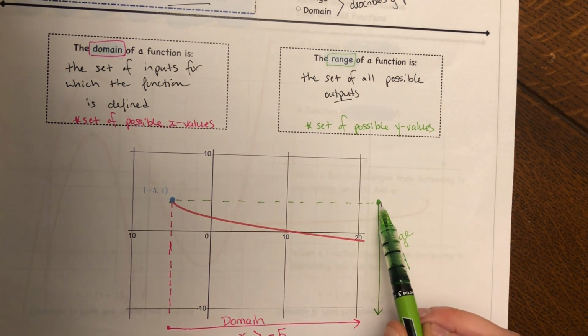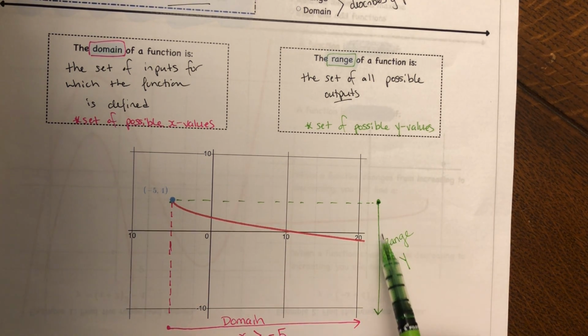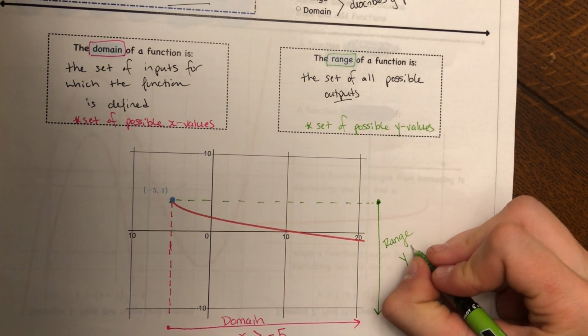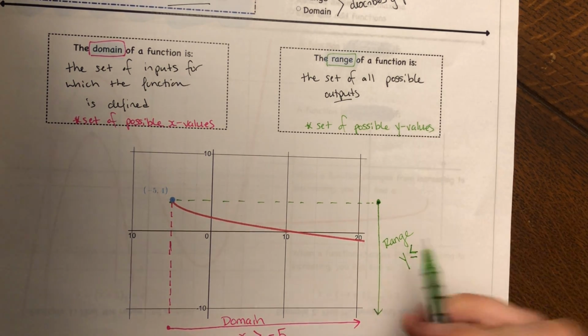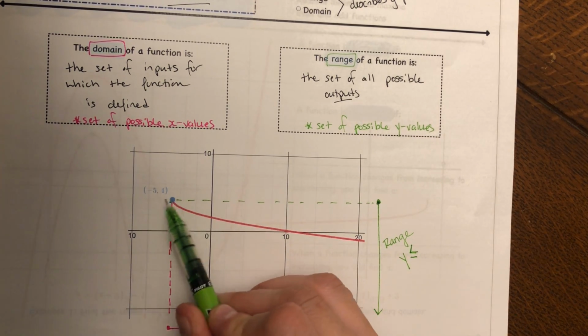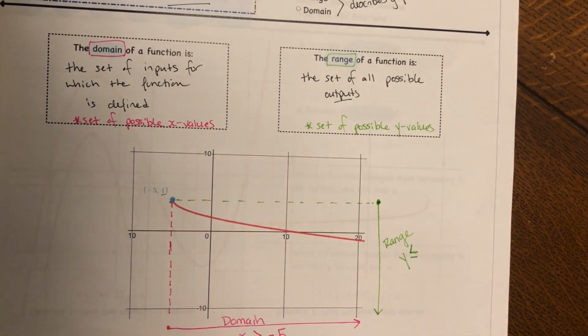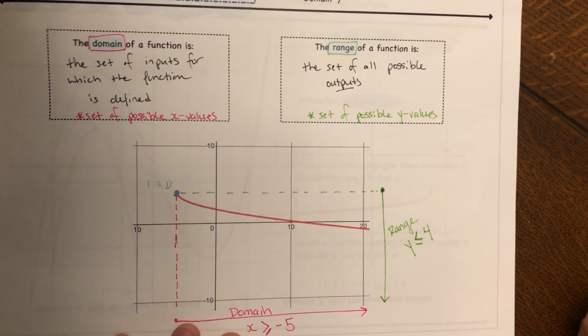So in this case, this is my highest y value, and everything else is less than it. So I'm going to say y has to be less than or equal to, and what is the y value of this point? It's 4. Right, we're 4 up on our axis. So y is less than or equal to 4 is our range.